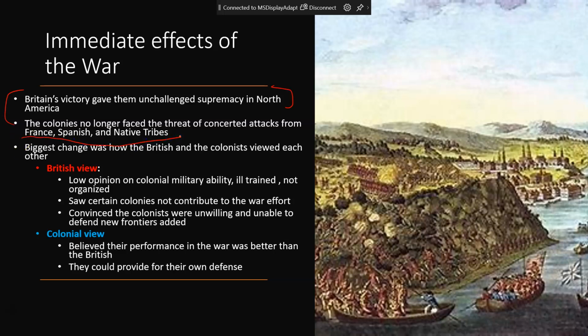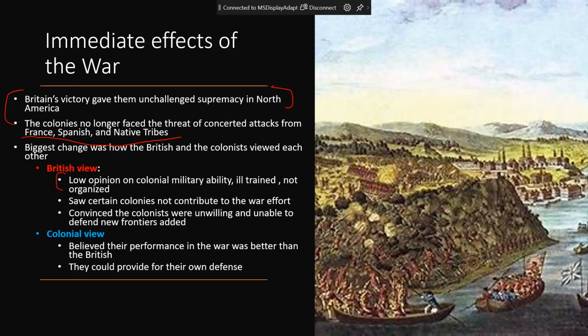Now, one of the biggest changes is going to be based on how the British view the colonists and how the colonists view themselves, right? And that kind of goes along with the next, that on the right underneath it has a little chart. That's where you're going to fill in this information. One of the first things we'll talk about is the British view on the whole situation going on in the New World. Firstly, they have a really low opinion of the colonists.